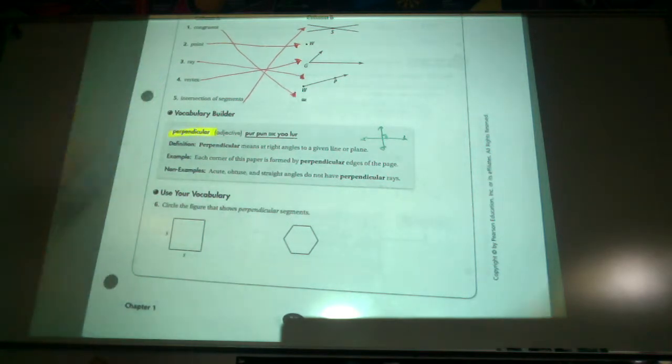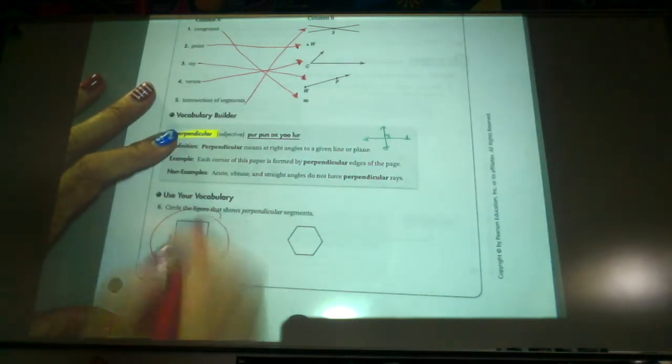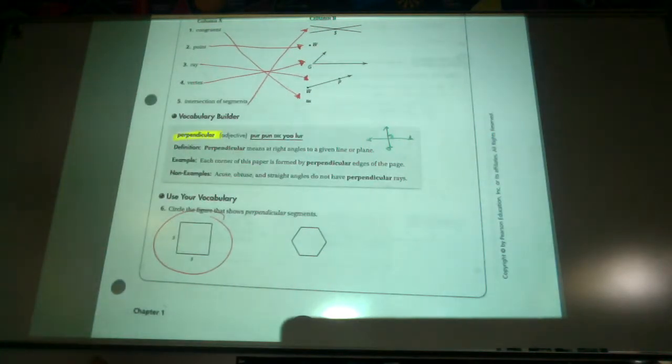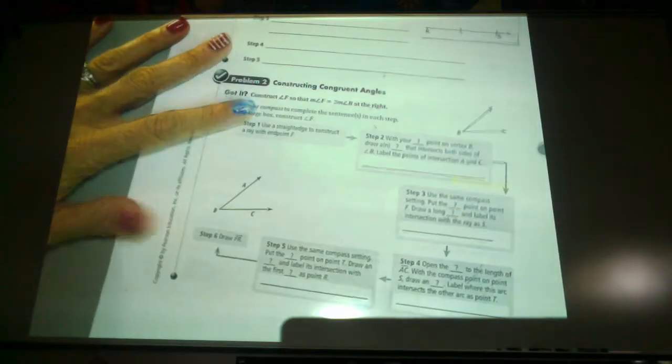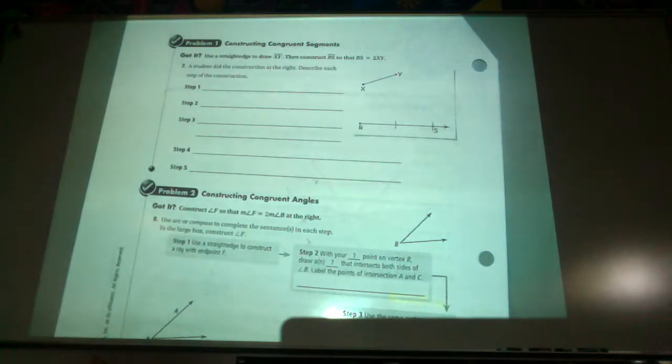Then question 6 is asking you which of the pictures shows perpendicular segments. Clearly, the first picture must be the answer. Flip it. And today we are going to make some basic constructions. So the first construction, they want you to come up with the steps that this student has used to construct a line segment that is twice the length of the original segment XY.